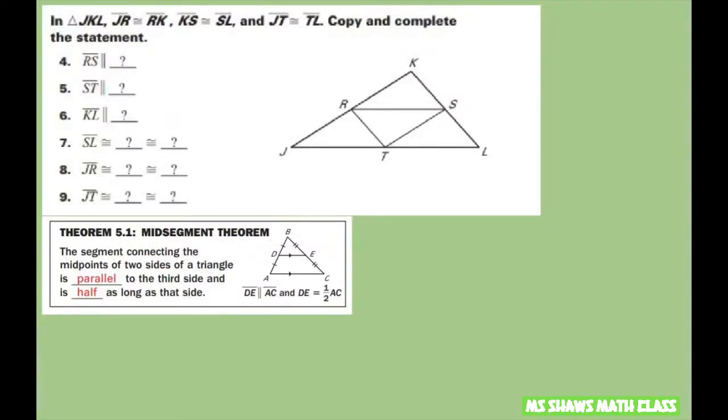Everyone, we're going to use the midsegment theorem to answer these questions. So they give us all the congruent sides. Basically, these two sides are congruent, these two sides are congruent, and these two sides are congruent. That means these points all here are midpoints of the line segment that they're on.